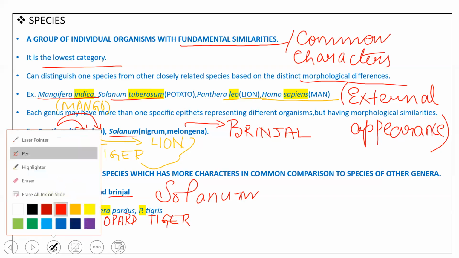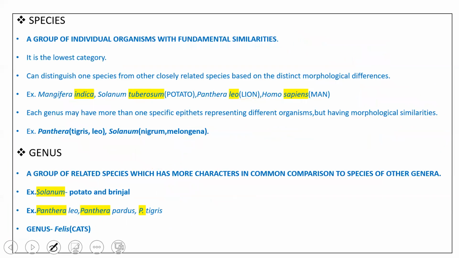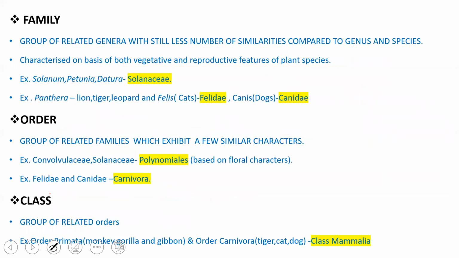Let us look into the next taxonomy category, that is family. How do we define family? We said that genus is nothing but the group which comprises related species, but the next group, that is family, is nothing but a group of related genera or genus with still fewer similarities compared to genus and species.